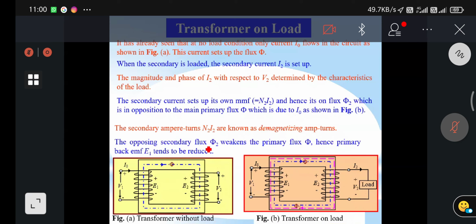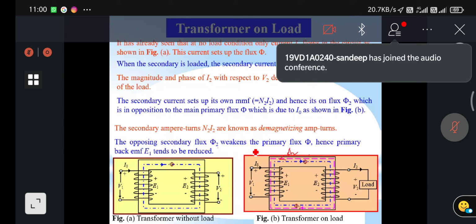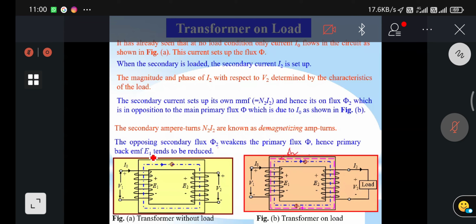So now you can see the opposing secondary flux Φ2. This opposing secondary flux Φ2 weakens the primary flux, that is Φ. Hence the primary back EMF E1 tends to be reduced here.